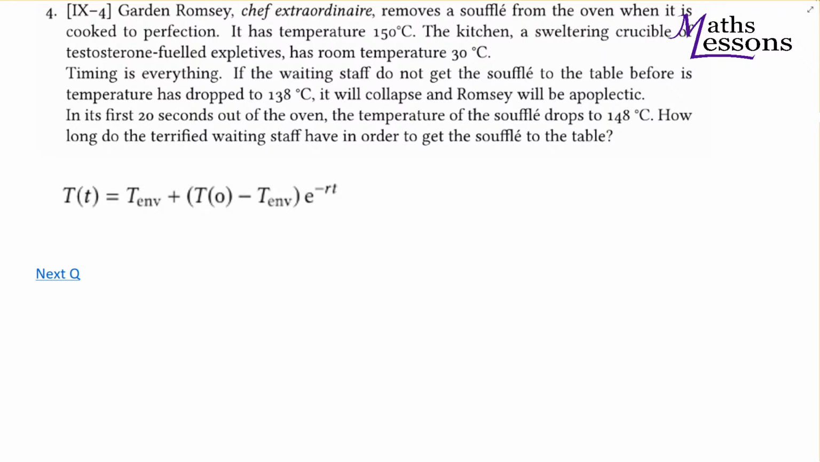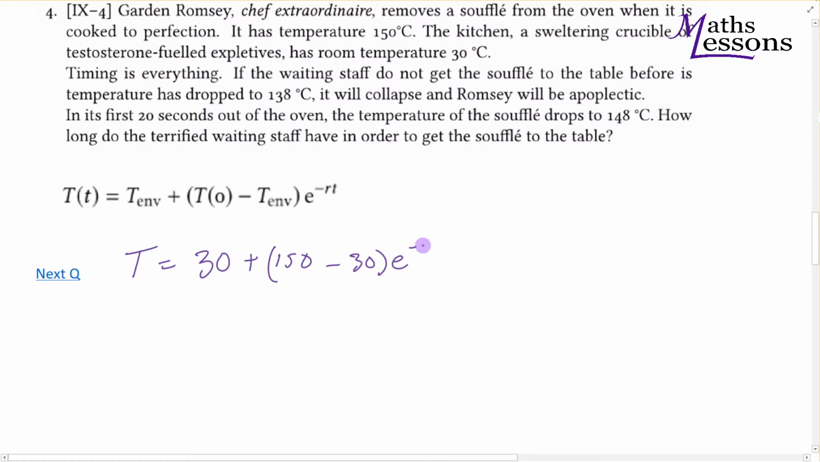Right, so on this question, let's just put the numbers of the environment into the question. So we know the temperature is going to be equal to the environmental temperature, which is 30, plus T naught. Now T naught in this is going to be 150 minus the temperature of the environment, so that's 30, times e^(-rt). Now we know that in the first 20 seconds it has dropped to 138 degrees. Oh no, it's the wrong one. It has dropped to 148 degrees.